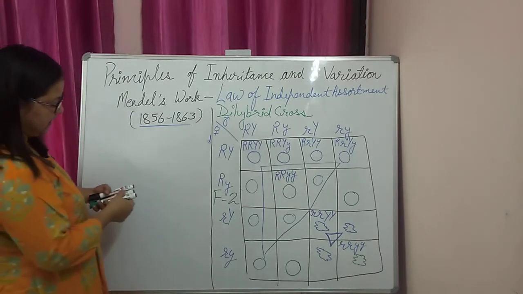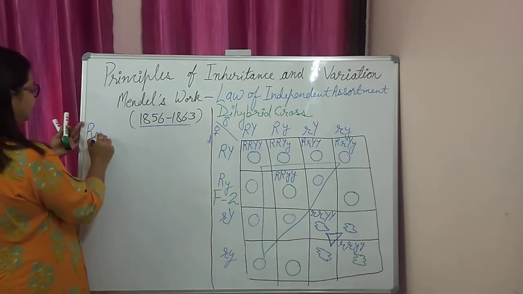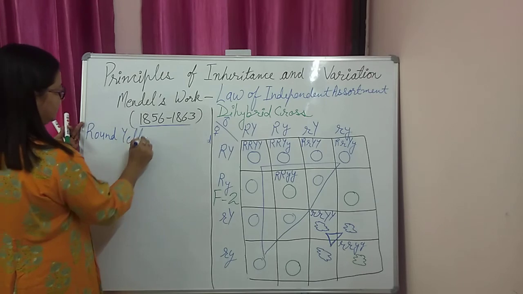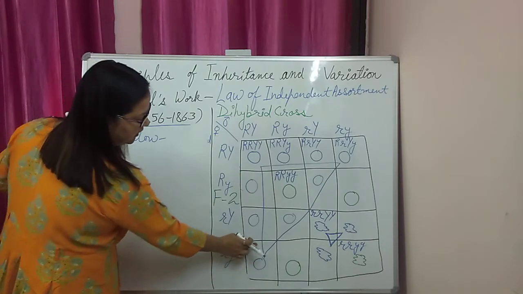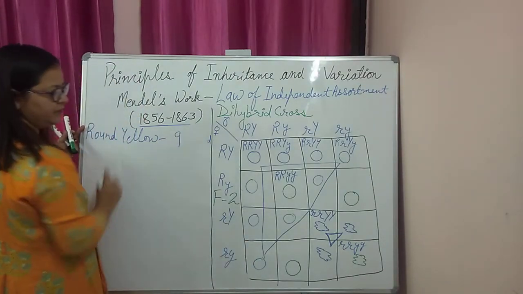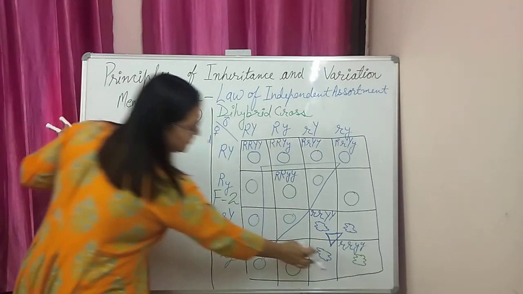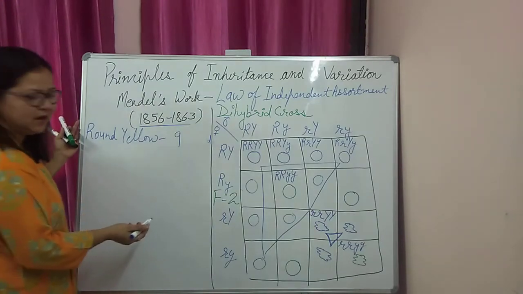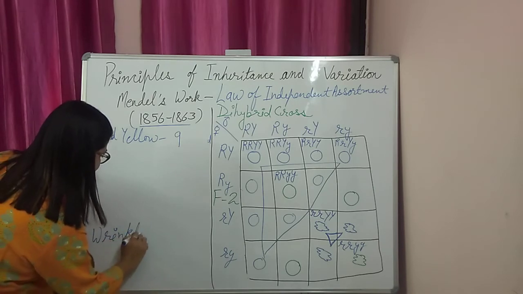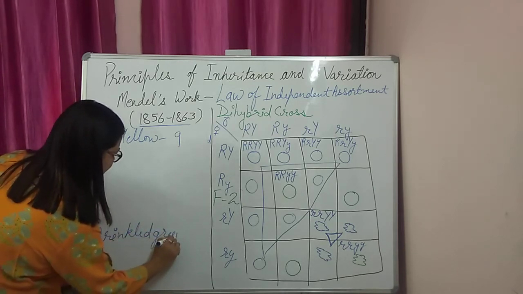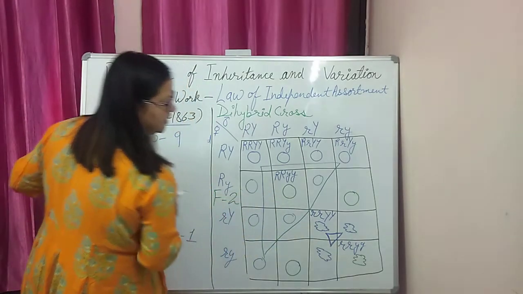Like we are getting the parental character round and yellow. If you count these squares where I have drawn this line, they are 9. Out of 16 you are getting 9 with the dominant feature round and yellow. In the last corner you are getting the second parental character, that is wrinkled and green. It is only 1. Here we have two new combinations of characters.